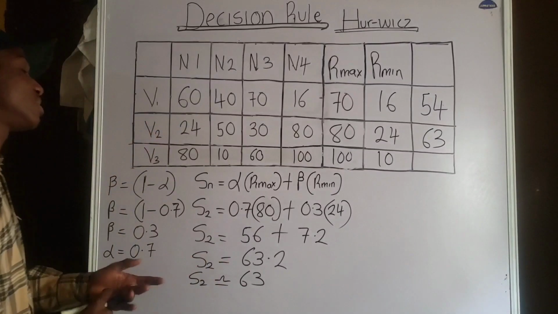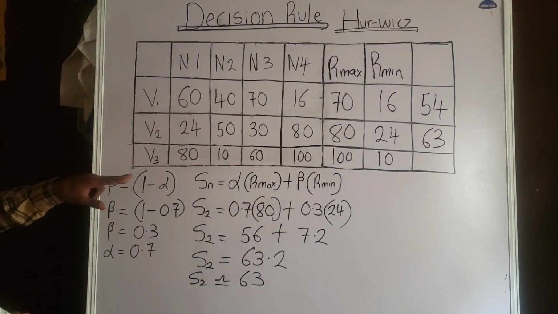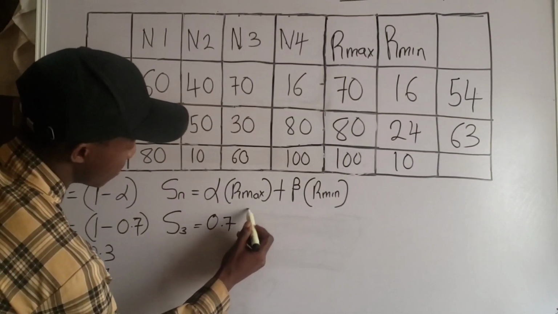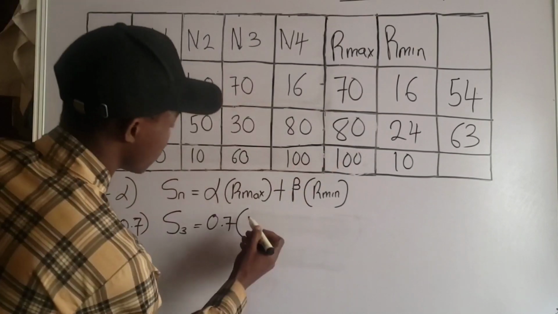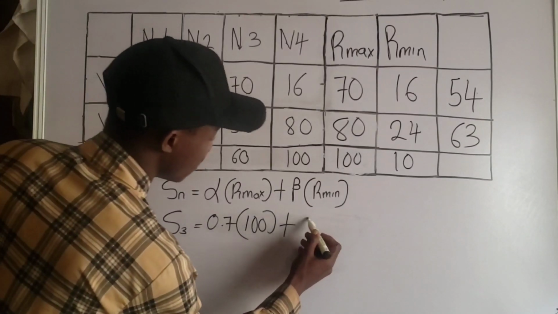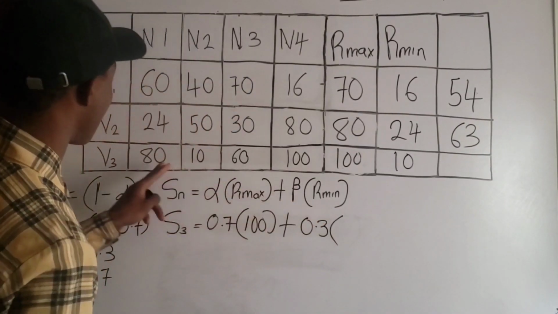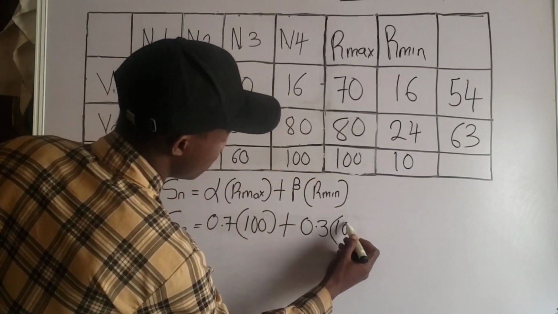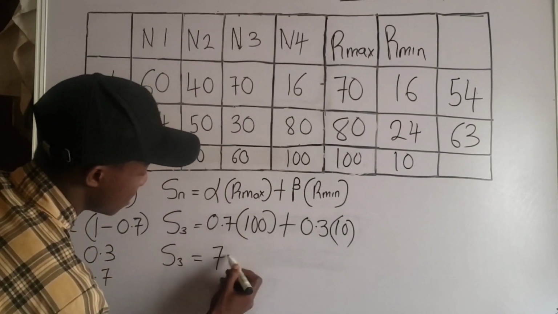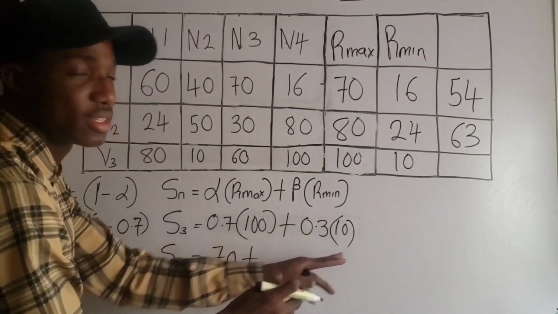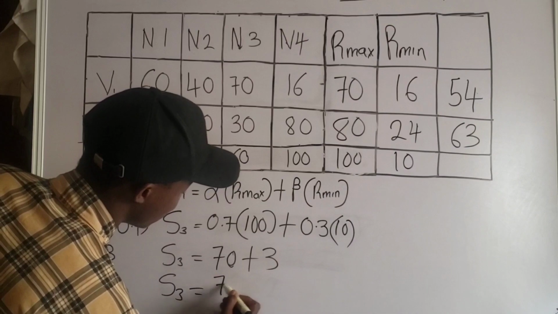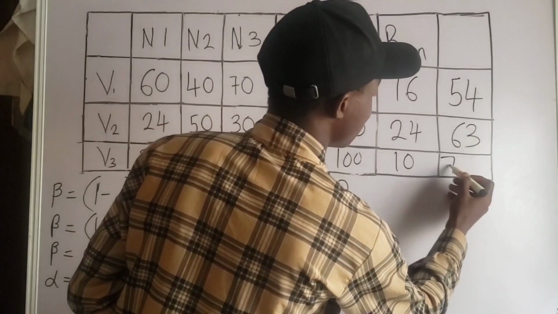Now let us proceed to calculate the strategy for variety 3. S3 is equal to alpha, which is 0.7, multiplied by the row maximum for variety 3, which is 100, plus beta, 0.3, multiplied by the row minimum for variety 3, which is 10. So S3 is equal to 0.7 multiplied by 100, that is 70, plus 0.3 multiplied by 10, that is 3. So the strategy for variety 3 is 70 plus 3, that is 73.